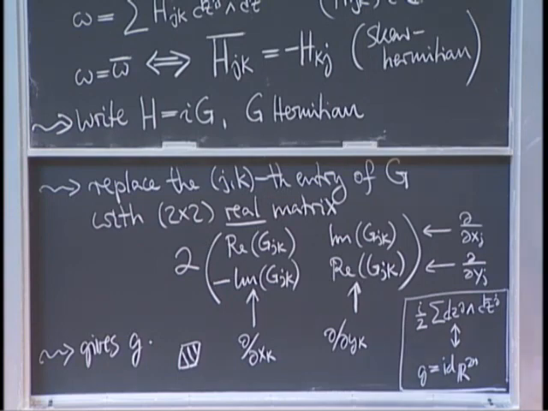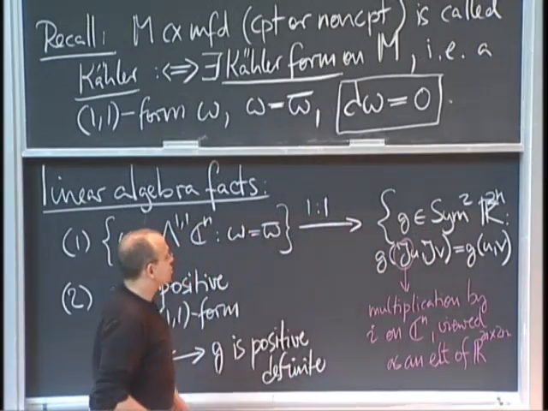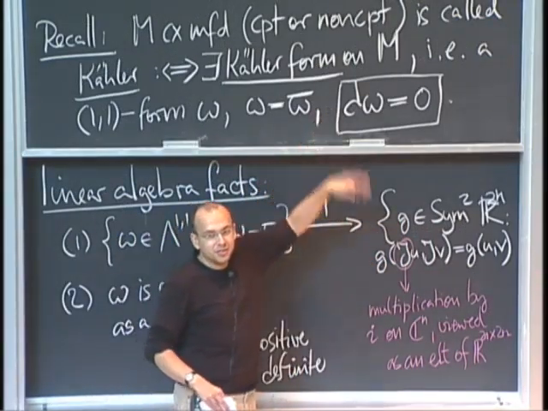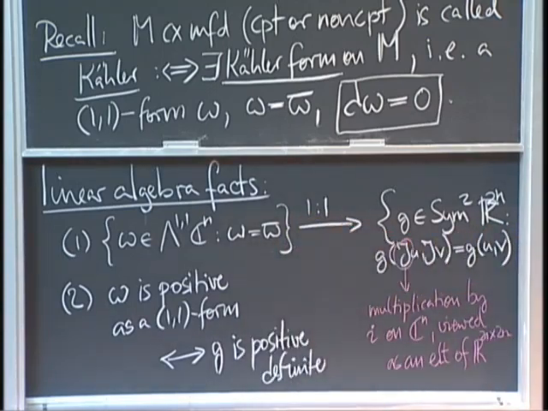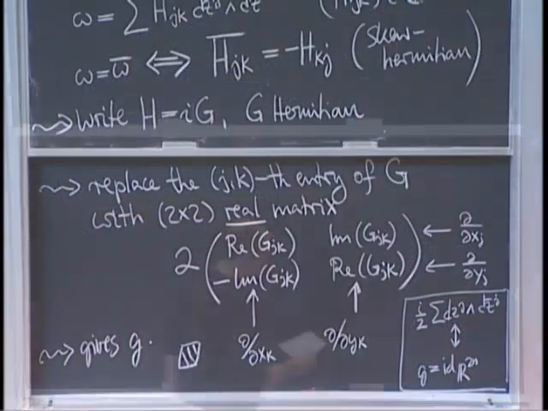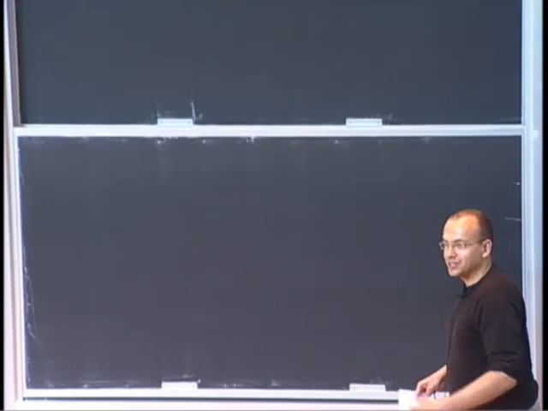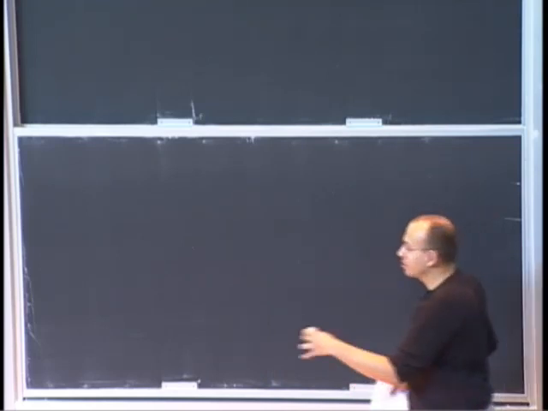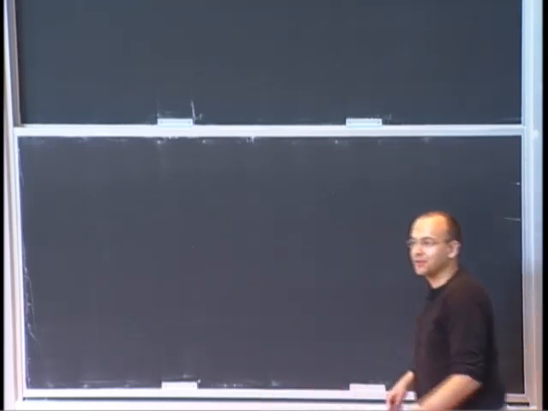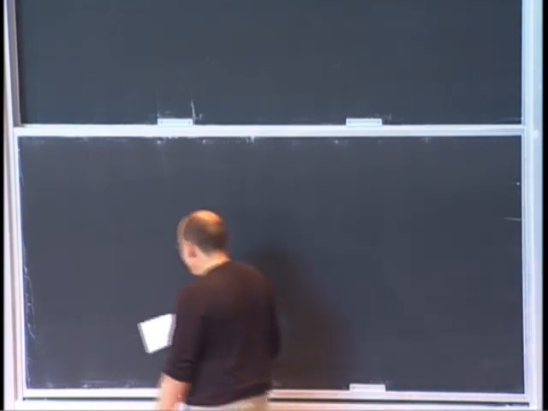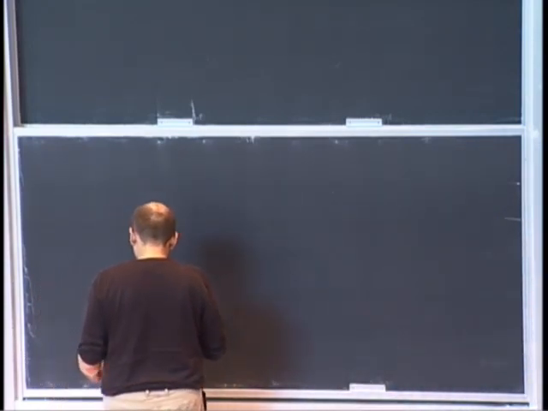And once you've rewritten your 1-1 form as a Riemannian metric, there are various ways of characterizing the Kähler condition in terms of the Riemannian metric. Usually if you look in a book, there's a list of 7 equivalent conditions, all equivalent to the Kähler condition. It's just that 2 or 3 of them are useful and the other ones maybe not so much.